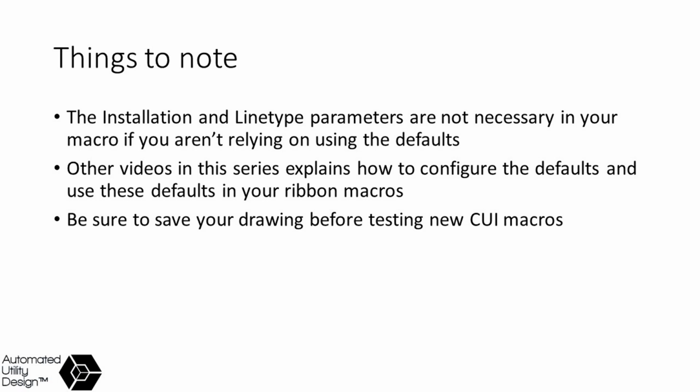Here are some things to note. During the video, I removed the installation and the line type parameters. Since this macro is not relying on the pull-down defaults, these parameters aren't actually needed in the macro. Other videos in this series will explain more about these defaults and how to configure them for use in your ribbon macros. Finally, a practical note. It's always good practice to save your drawing before testing new CUI macros, because once in a while a macro error can actually cause your drawing to quit unexpectedly. Good luck and enjoy customizing the AUD user interface.